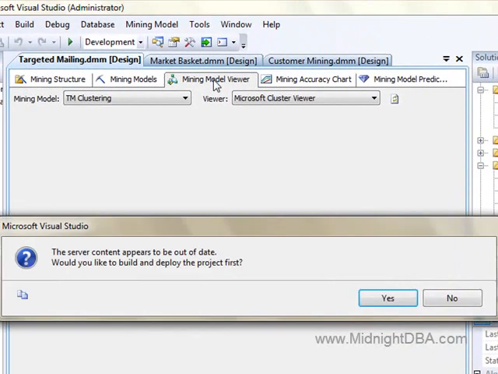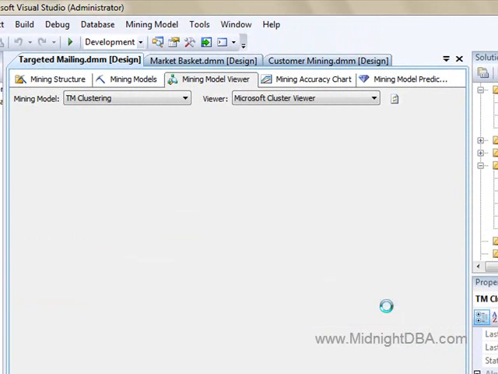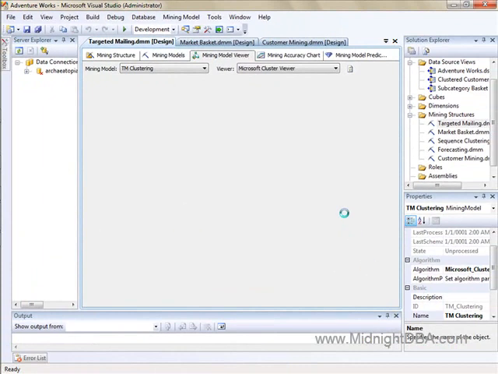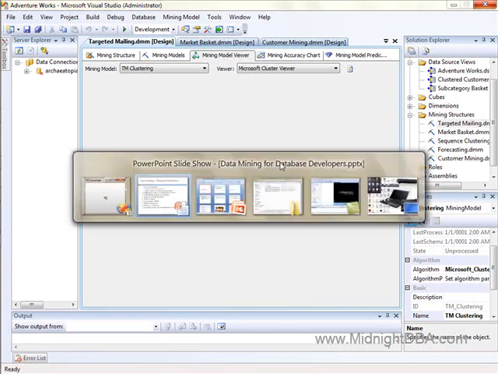All right, so now we're going to go ahead. Since I recently rebuilt this box, I'm right now having it deploy everything. It might be running a little bit slow. I'll come back to it in just a second.